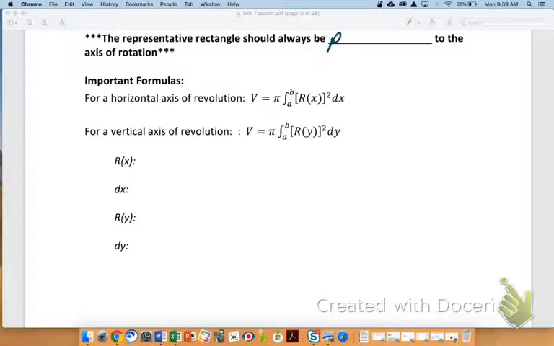Okay, I wouldn't know if you would know this from our discussion. It's got to be perpendicular. Let's try that again. Perpendicular. It's got to be perpendicular. The representative rectangle has got to be perpendicular to the axis of rotation.